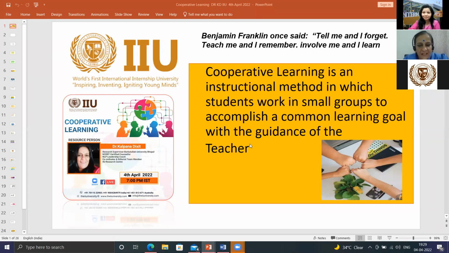Welcome, you all. After some hurdles, I have started this. Cooperative learning is an instructional method in which students work in small groups and accomplish a common learning goal with the guidance of the teachers.